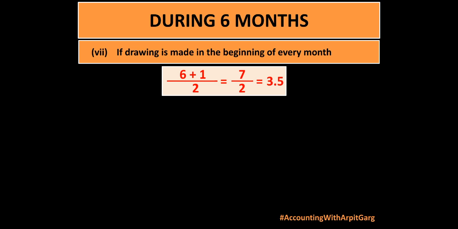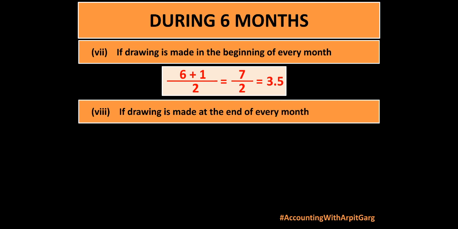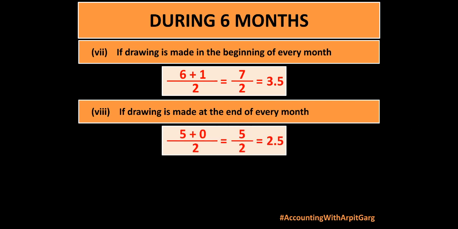Let's understand in second one, if drawings are made at the end of every month. Remember we have only 6 months. First drawing will be made at the end of first month. So 6 minus 1 month which is gone, 5. Last drawing will be made on the last day of last month. So it will come 0. Then 5 plus 0 divided by 2.